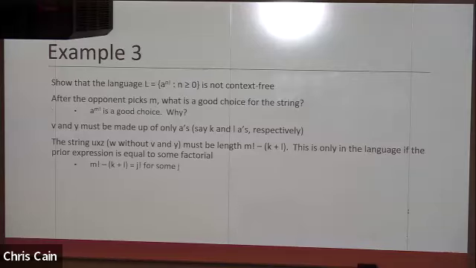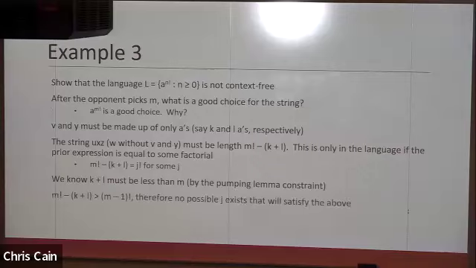So we're going to say, kind of proof by contradiction again, that sure, that's possible. M factorial minus k plus l equals j factorial for some j. So k plus l must be less than m because of the pumping limit constraint. So we can grow this out and show that m factorial minus k plus l has to be greater than m minus 1 factorial. And we know this to be true. Therefore, no possible j exists that will satisfy the above.